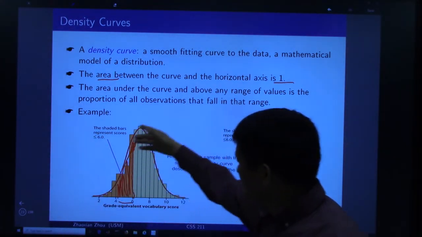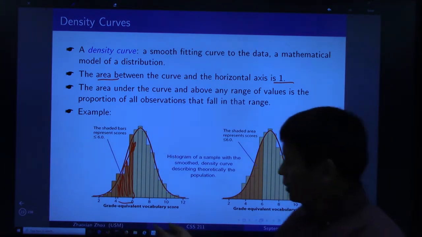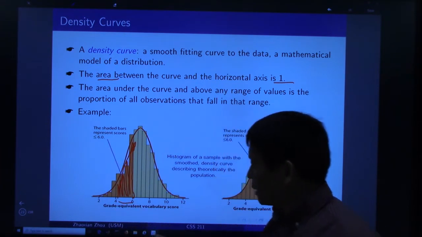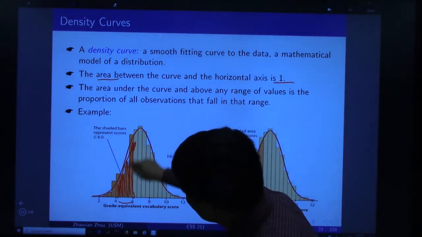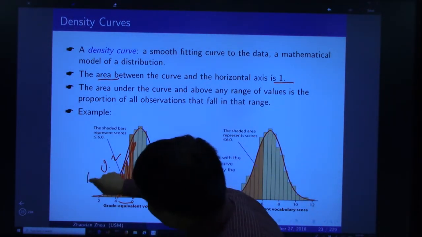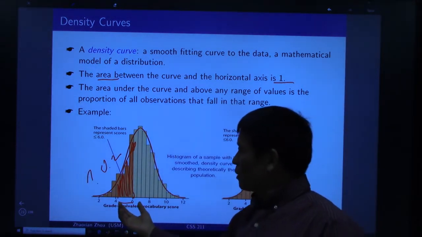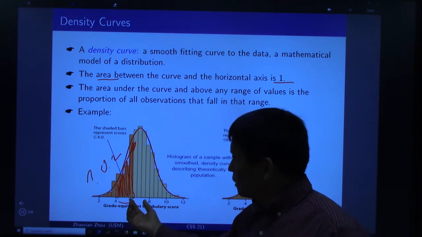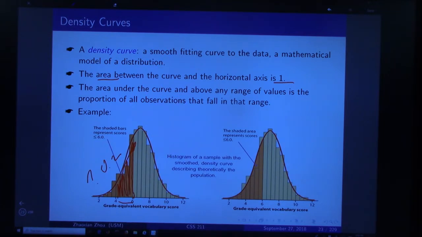So we know this distribution is applied to a lot of data. So what is the proportion of data that is between 4 and 6? This area gives us that number. Suppose this area equals 0.2, then the number of data between 4 and 6 is 20% of the total data. So this is the meaning of the density curve.